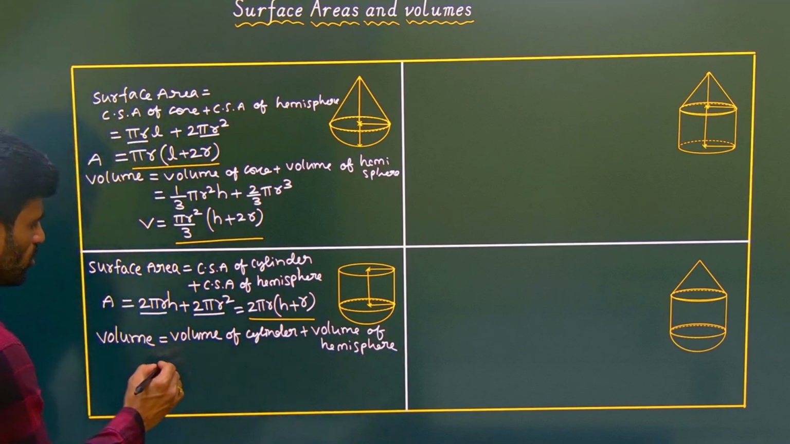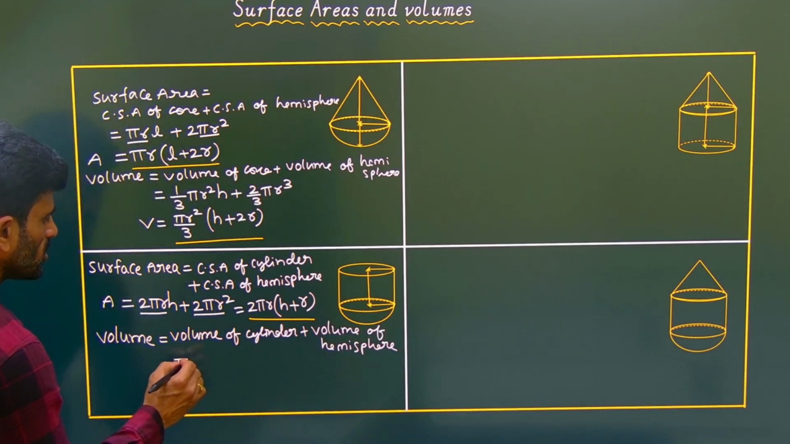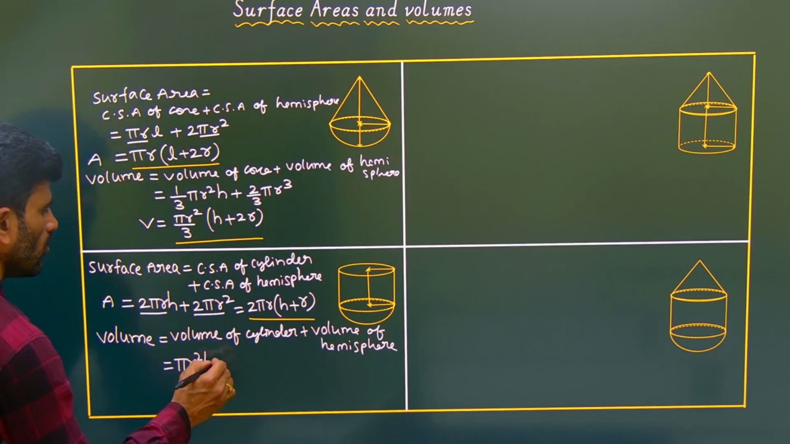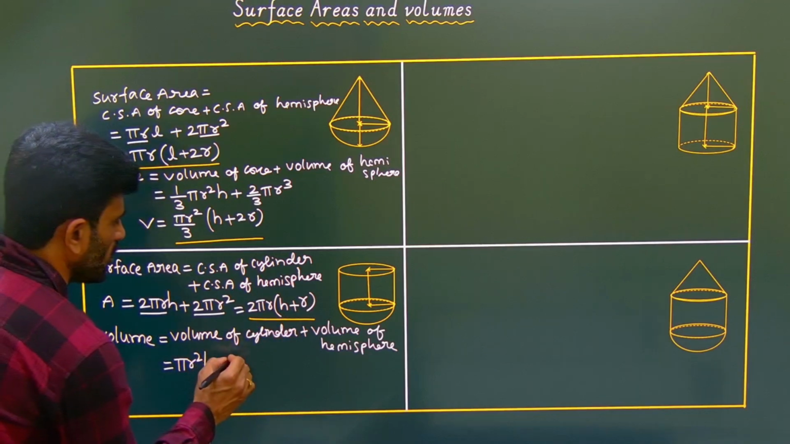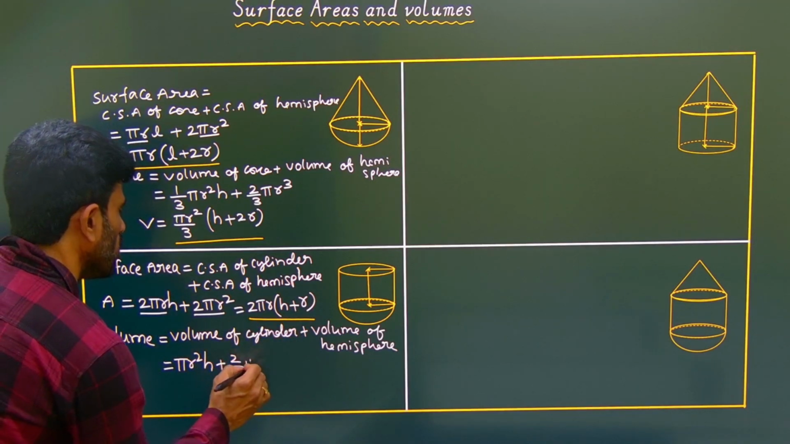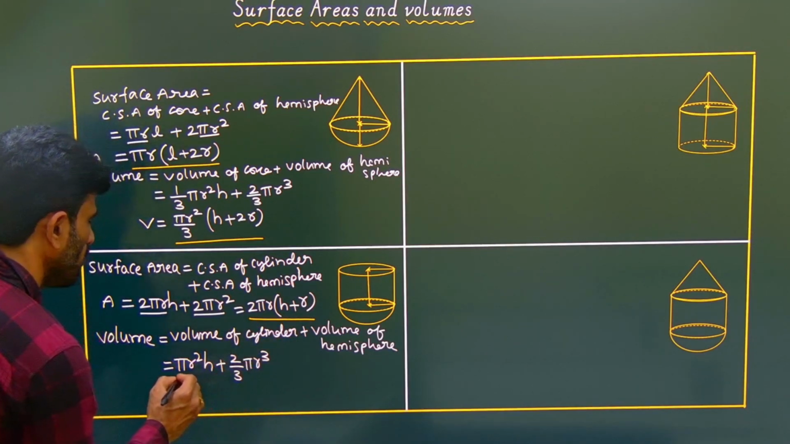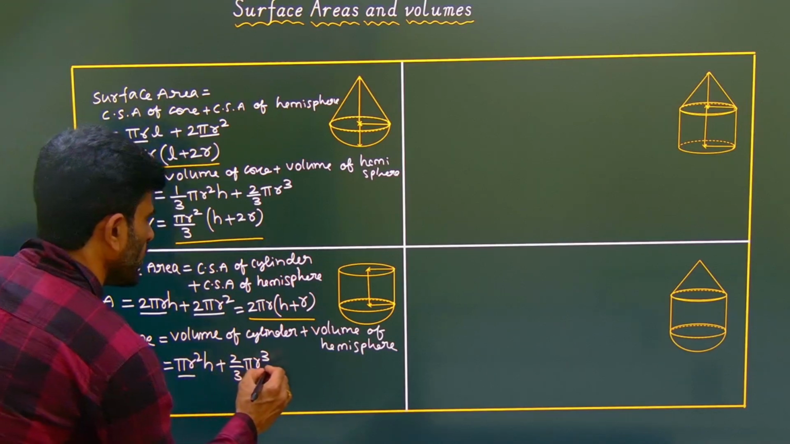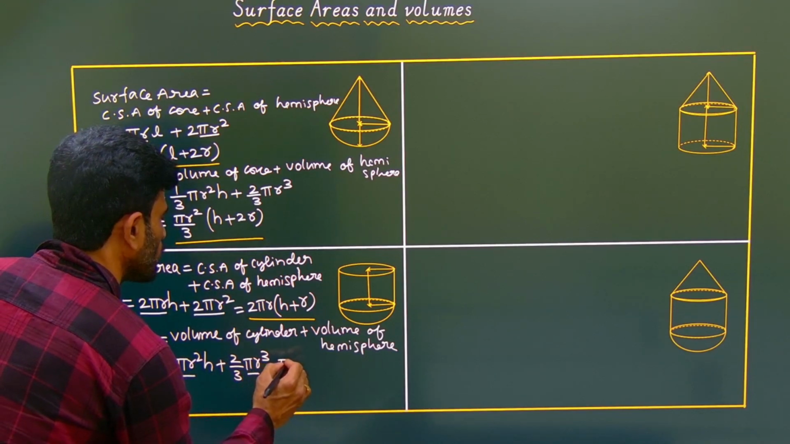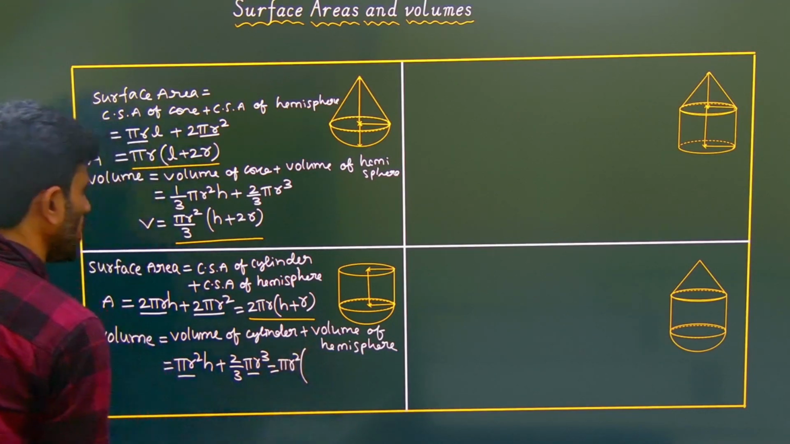So what is the volume of a cylinder? Pi r square h. What is the volume of a hemisphere? 2 by 3 pi r cube. So in both, what do you have? Pi r square is common. If you take pi r square common, then what will be left?